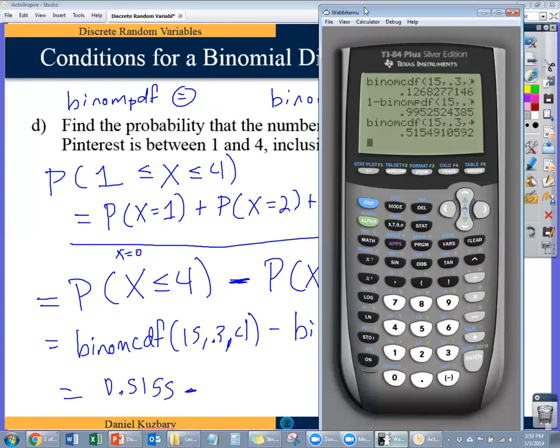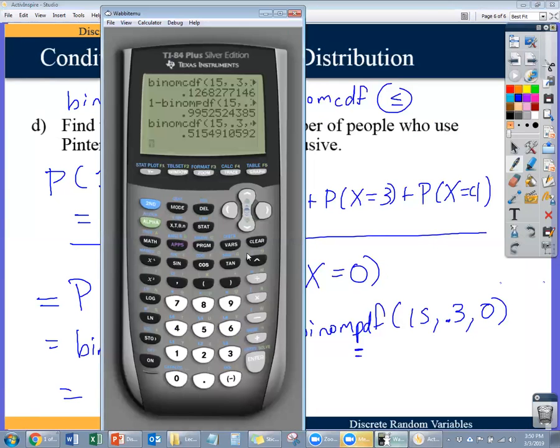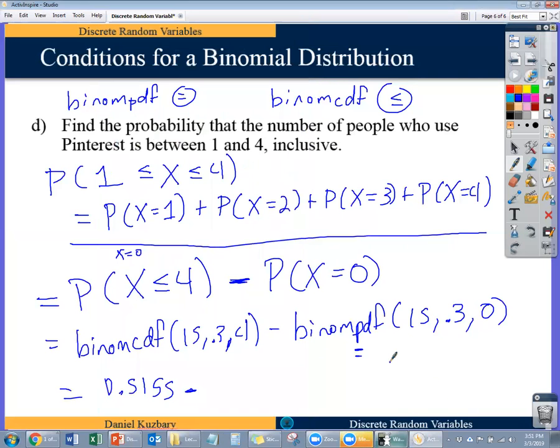The other one is binom PDF. Make sure we pick the right one. 15, .3, 0, and that's 0.0047.